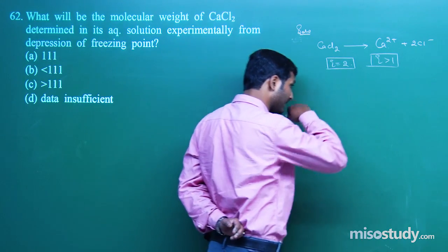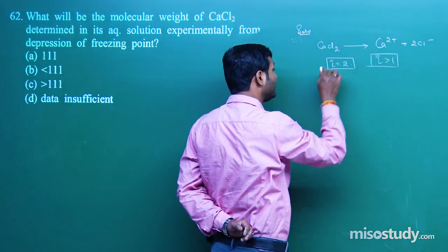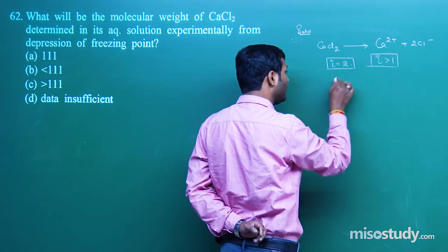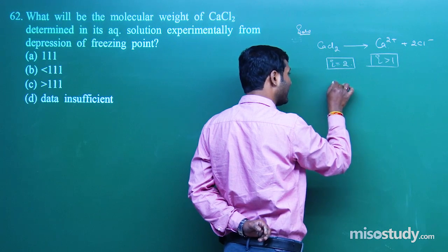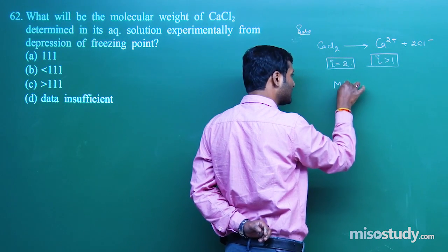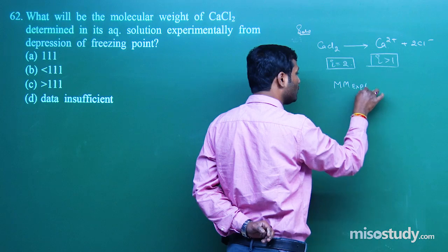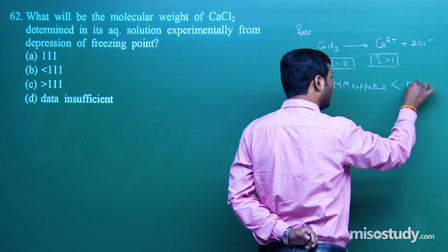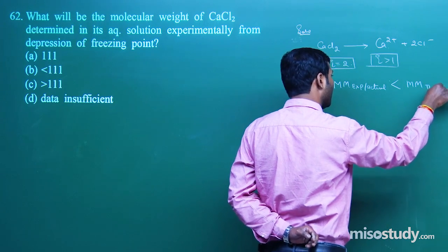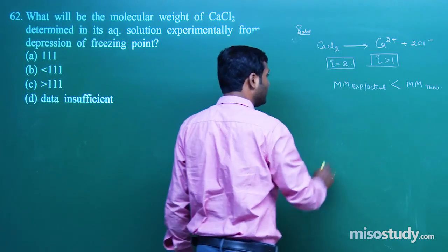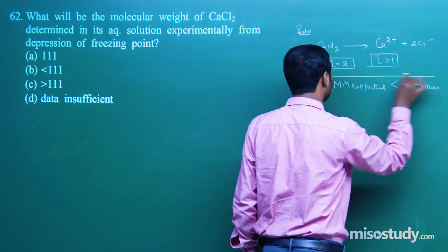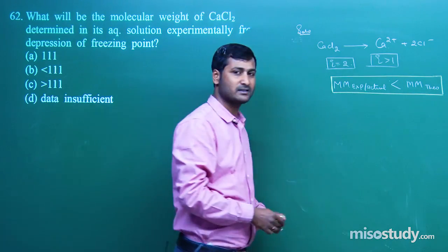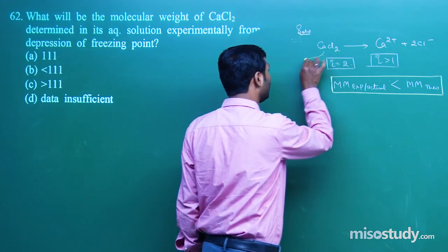As I told you during my lecture, we know if i is greater than 1, then the experimental or actual molecular mass is less than the theoretical molecular mass. Again I am repeating, the experimental or actual molecular mass is less than the theoretical molecular mass. Clear? What is the theoretical molecular mass?